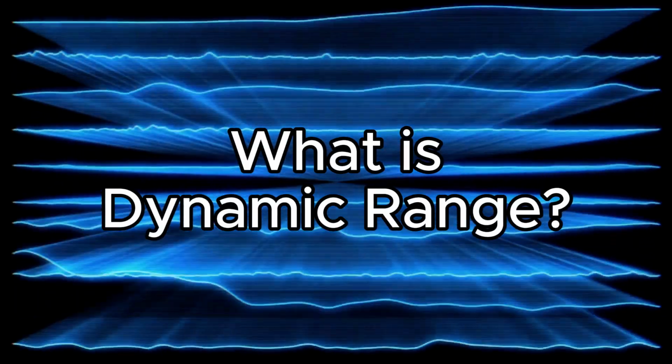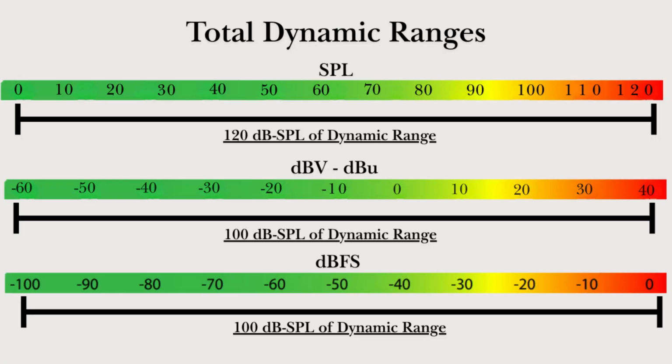So what is dynamic range? Dynamic range is the difference between the quietest sound and the loudest sound. Or, in other terms, dynamic range is the difference in dB between the highest amplitude and the lowest amplitude. The greater the distance between the two measurements, the greater the dynamic range. The smaller the measurement, the smaller the dynamic range.